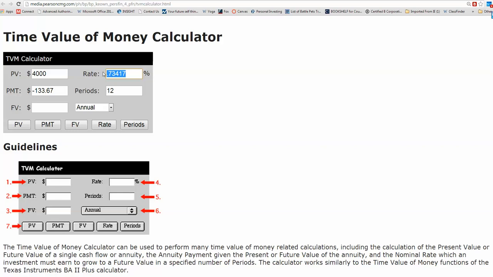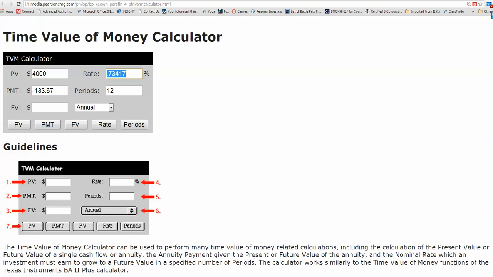different programmers program their calculators differently, and sometimes they'll require that you make the rate a monthly rate even if you select monthly down here. And I don't know exactly how this particular programmer set this one up, so I'm going to leave it at annual, and I'm going to convert my annual rate to a monthly rate just like I did in Excel.